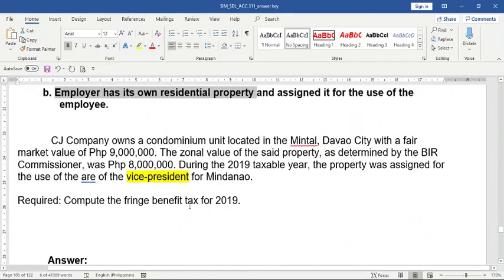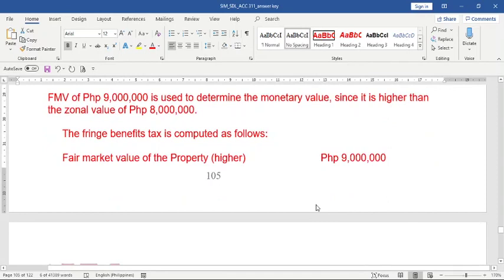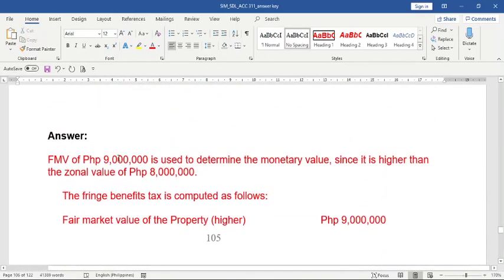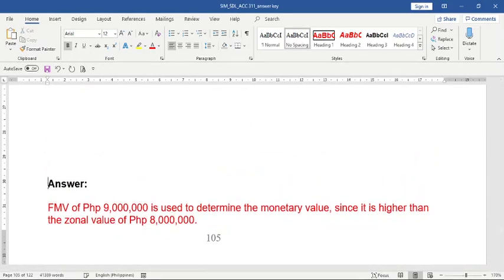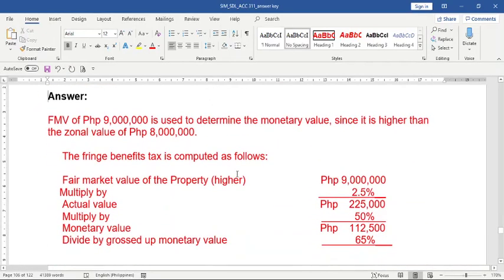So, 9 million and 8 million, whichever is higher. So you use the 9 million market value. And then multiply first by 2.5% since it is assigned. 2.5% gives 225,000. Then multiply by 50%.